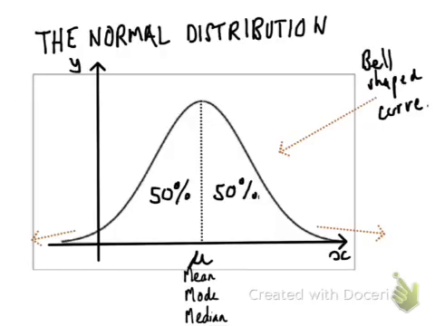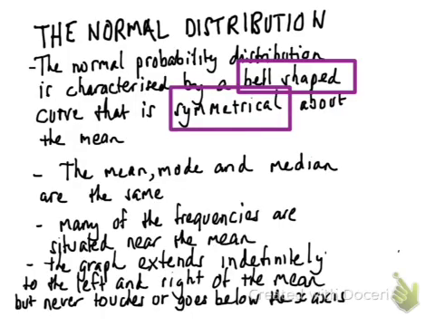Continuous random variables. Now, when we're talking about probability of continuous random variables, we use a thing called the normal distribution, which is used a lot in statistics and probability. And the distinctive thing about the normal distribution is that it forms what's called a bell-shaped curve. And you can see that bell-shaped curve there, and in the middle of that bell-shaped curve is the mean, the mode, and the median.